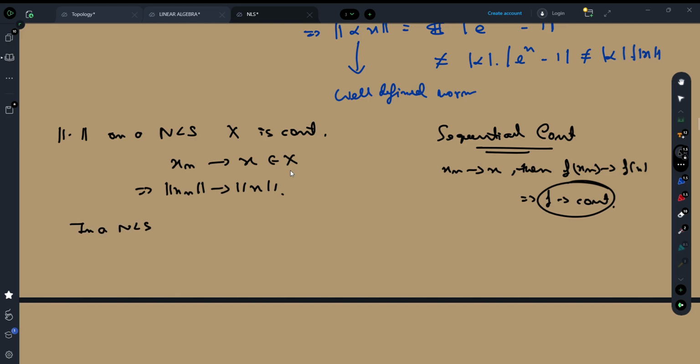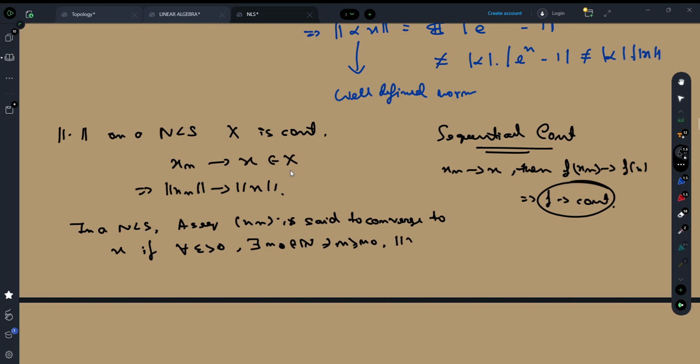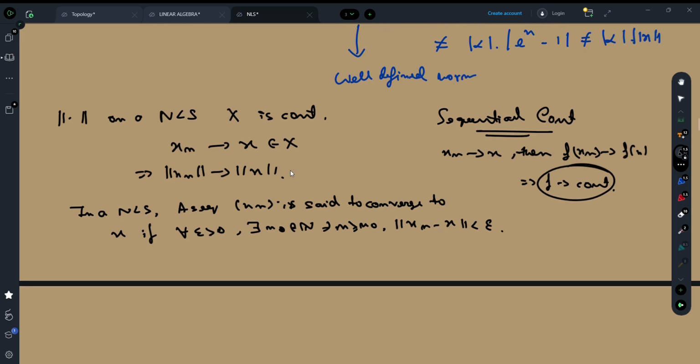In a normed linear space, a sequence xn is said to converge to some element x if for all epsilon greater than 0 there exists some natural number n naught, such that whenever n is greater than or equal to n naught, norm of xn minus x is less than epsilon. So it's quite analogous to the definition of convergence we have read in real analysis. Only the absolute value function there is replaced by the norm here. Nothing else. So let's start with the proof of this.